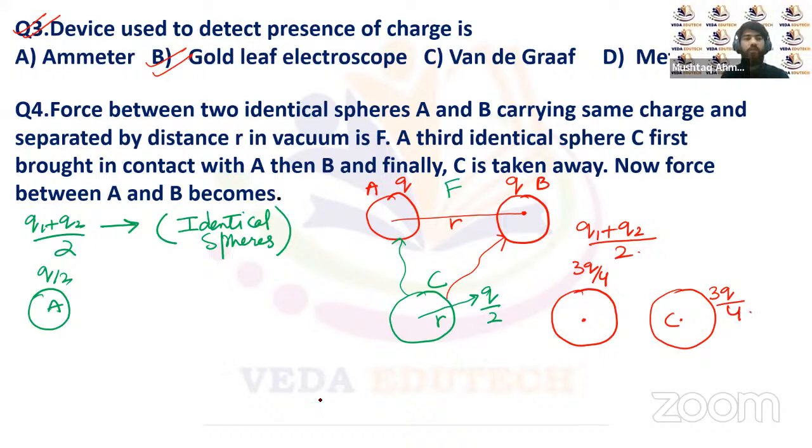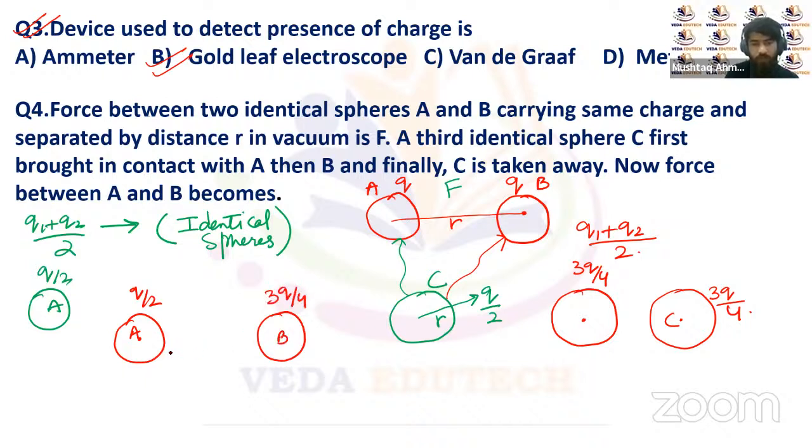Now the question is what the force between A and B becomes. There are two spheres separated by the same distance r, A having charge q by 2 and B having charge 3q by 4. The force between them is F = k q1 q2 upon r square, that is q upon 2 multiplied by 3q upon 4, upon r square, which equals 3kq square upon 8r square.